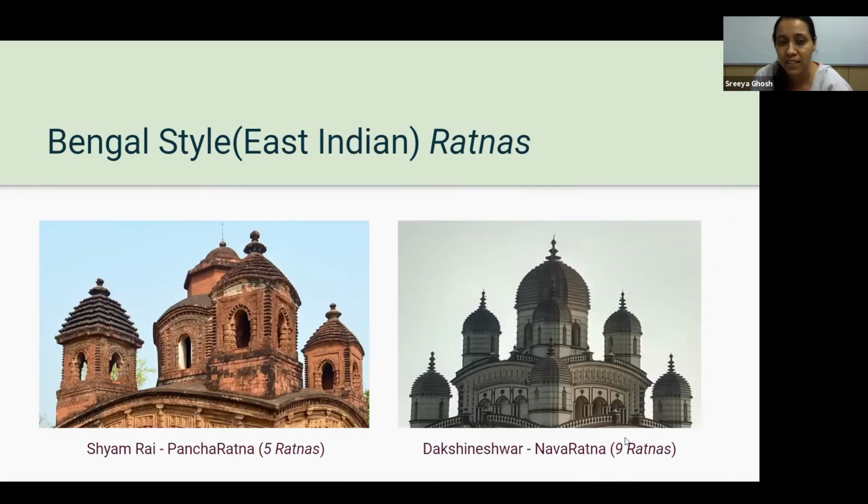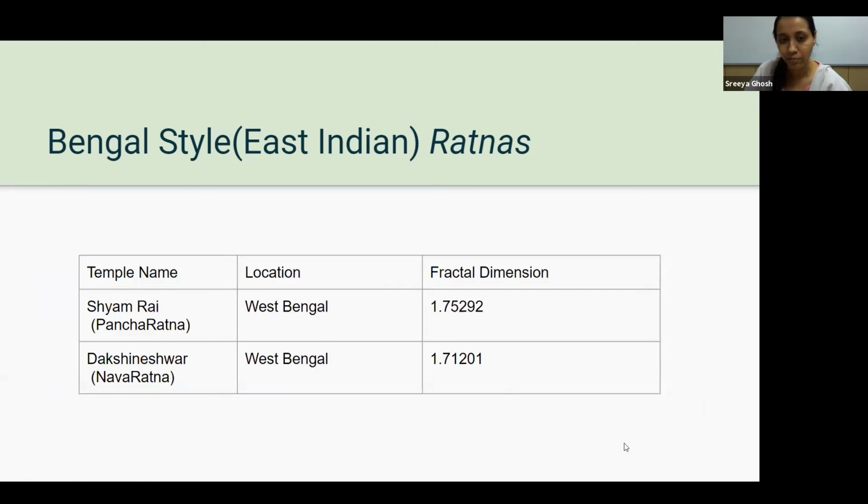Similar thing we have in the East Indian Bengal style. This is not a main architectural style, but it's a regional architectural style. It's very specific to a specific East Indian region, the region of Bengal, from where we belong. So we have temple spires of this sort. Here the spires are known as Ratna. The name comes from the number of spires of the temple. On the left hand side, we have the Pancharatna. Pancha means 5. We have 5 spires, so it's Pancharatna. And on the right hand side, we have 9 Ratnas, 9 spires. 9 means Nava in Bengali. So that's Navaratna. Here also we find that the value is above 1.7.